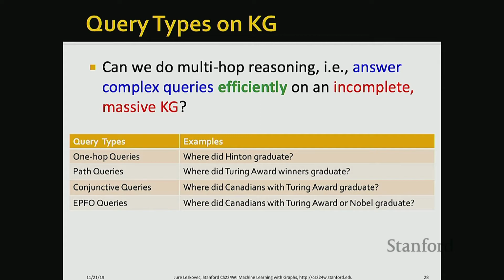Question? Are we also talking about the difficulty of translating natural language into understanding which nodes you're talking about? For example, where did Hinton graduate could be rephrased as, where did Hinton get his degree, for example?